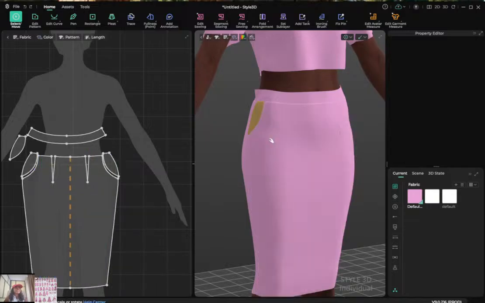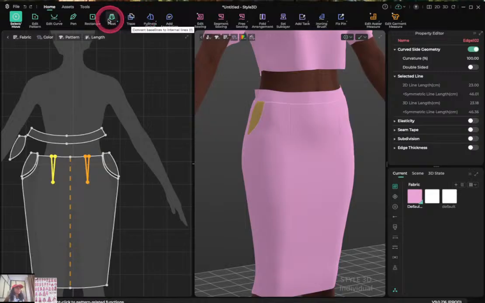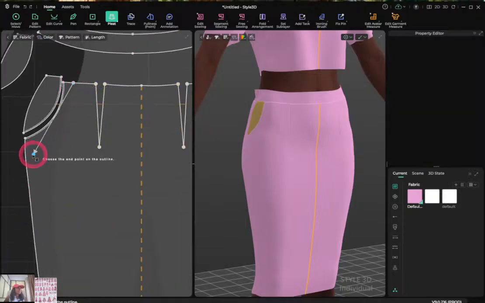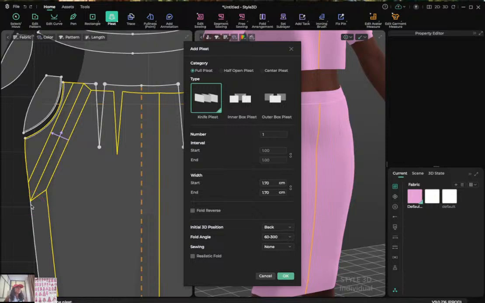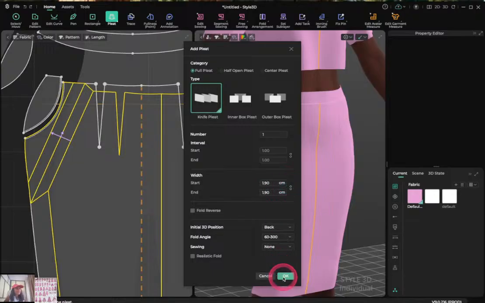Oh god, I know you guys are going to be like, what is she doing? I realized that the pleats are supposed to be the other way around because we are making a pegged skirt. So the pleats ideally should start from here to here, and then I should choose this side like that, and maybe make the width bigger, yeah, like that, and say okay.